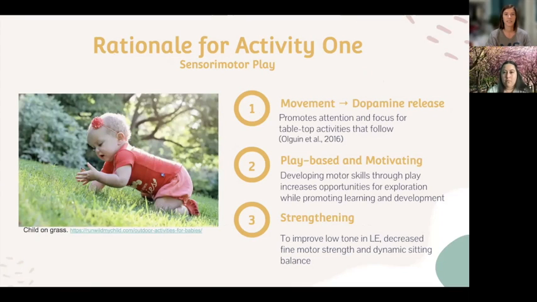So our first activity is a sensory motor play activity in the backyard. It's an obstacle course. And our rationale for this, we want to start off with some movement for that dopamine release to promote attention and focus for her tabletop activities because she does present with low attention. We want to incorporate play-based and motivating activities to help develop those motor skills and increase opportunities for exploration. And then strengthening. The things we do in the obstacle course are actually going to help improve that low tone that we're seeing, her decreased fine motor strength, and help her with her dynamic sitting balance.